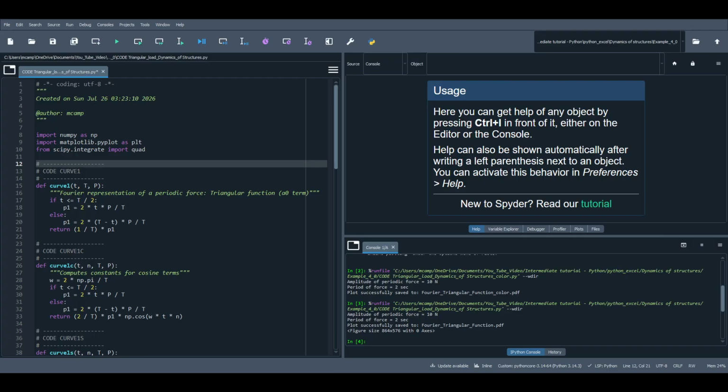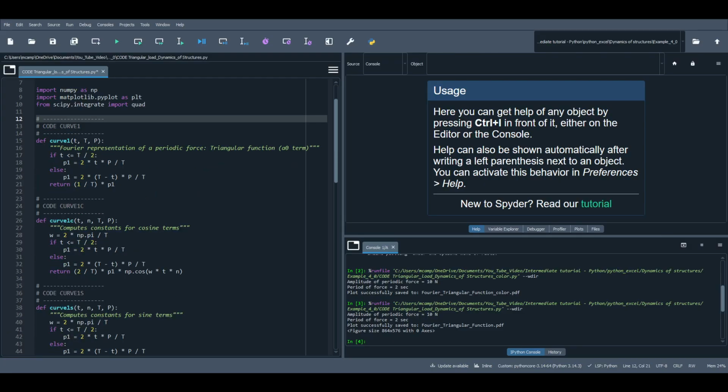In lines 8, 9, 10, we import the necessary external libraries. Import matplotlib, the plotting framework to create the visual graph. Import NumPy, the library which provides support for large multidimensional arrays. From scipy.integrate, import the quad function, which performs numerical integration, calculating the area under a curve, essential for finding the Fourier coefficients.